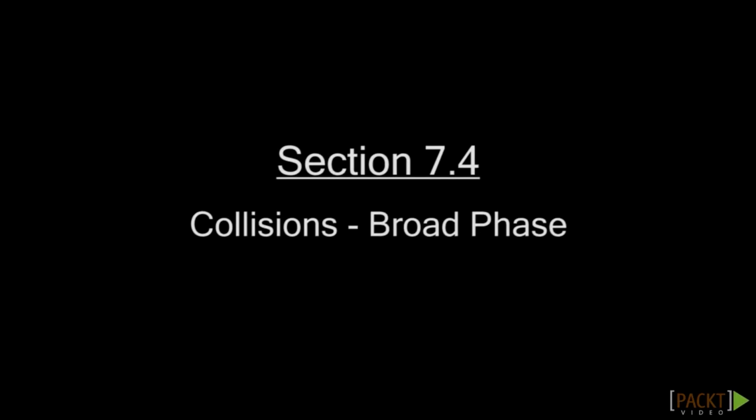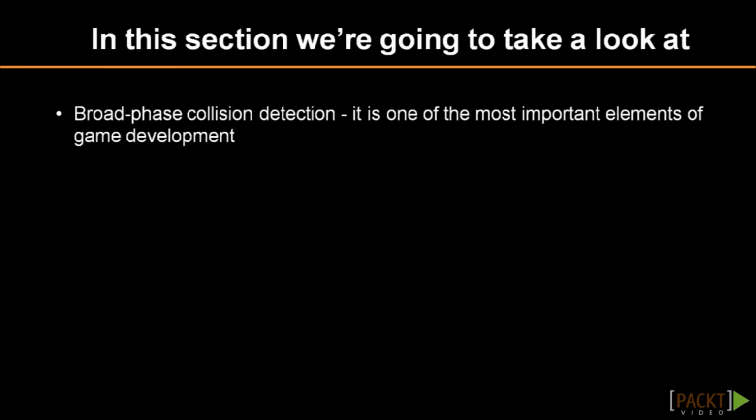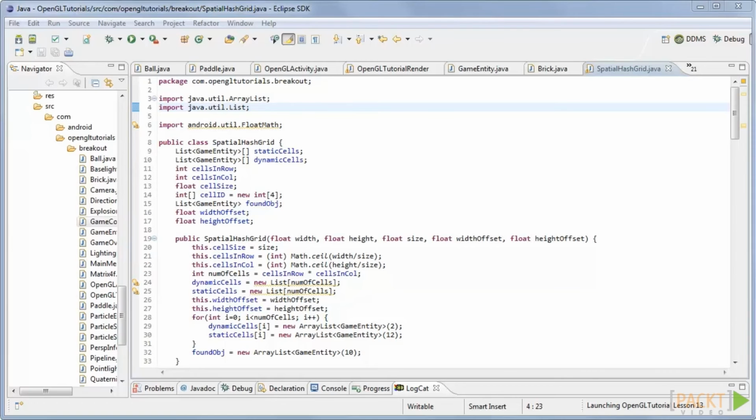Hello everyone, this lesson is called Collisions Broad-Phase, and in this lesson we will be learning about broad-phase collision detection. One of the most important elements of this game, as well as many others, is collision detection. We need to calculate whether or not two or more objects have collided with each other so that we can progress the game. There are two phases of this, broad phase and narrow phase.